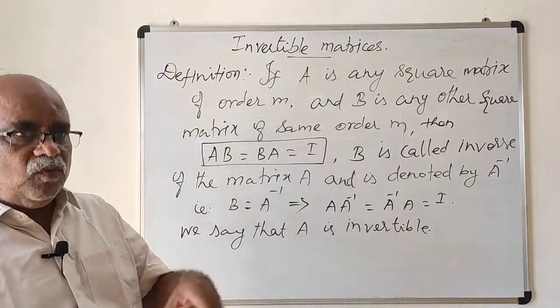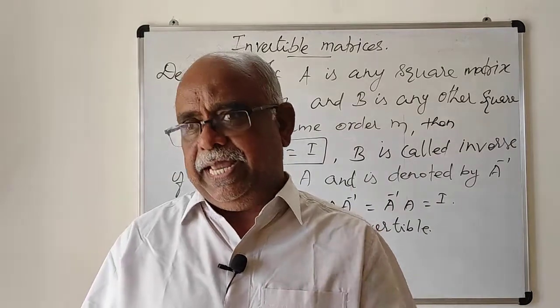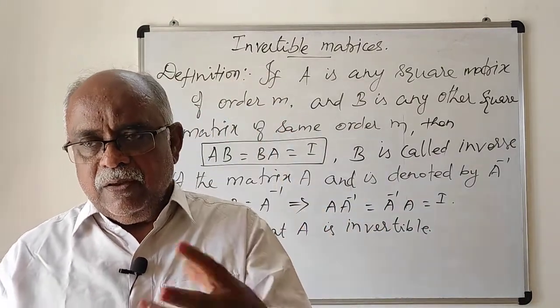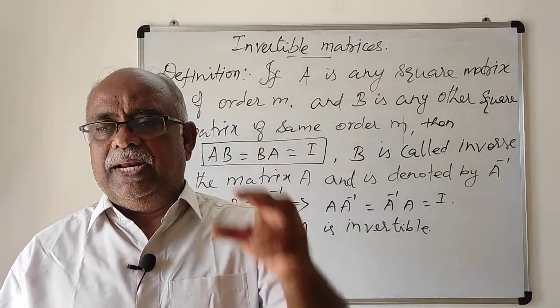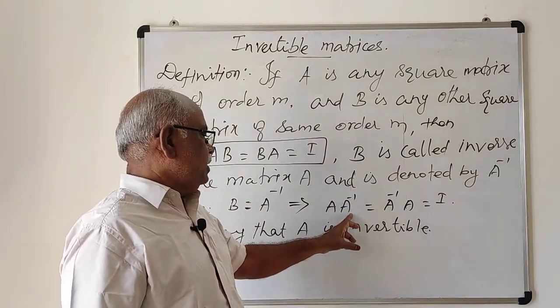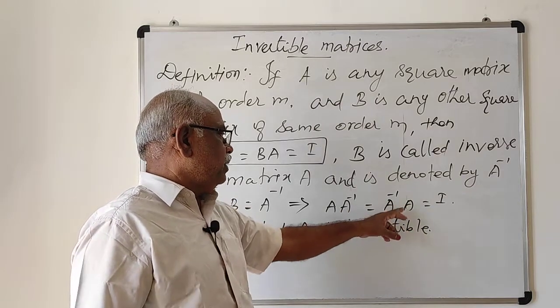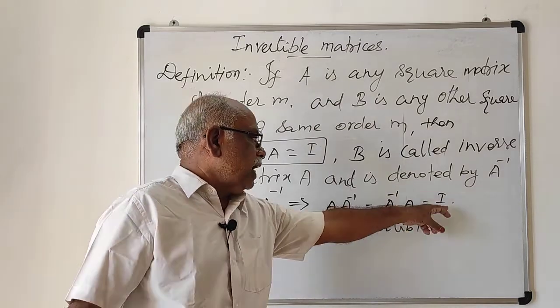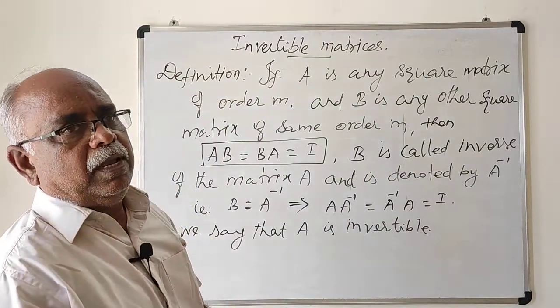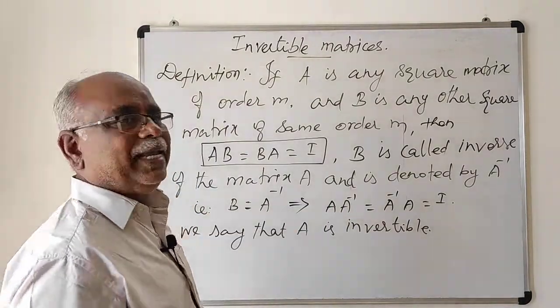That means we can find the inverse of A. A is invertible means we can find the inverse of the matrix A. That is, multiplying the matrix and its inverse, in either order, gives you the identity matrix of the same order. That is the definition. We will see this definition with an example.